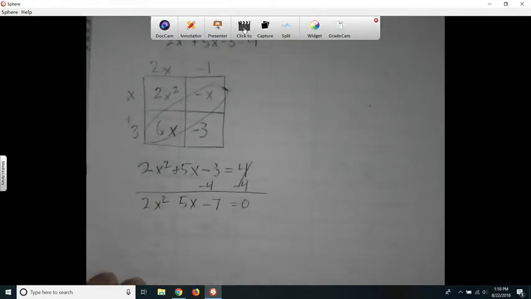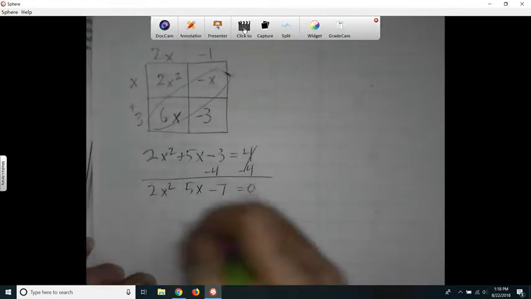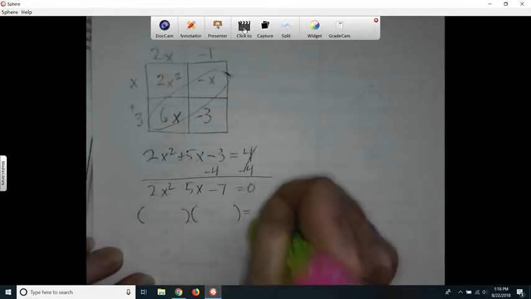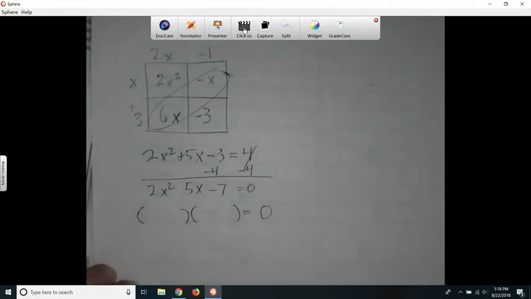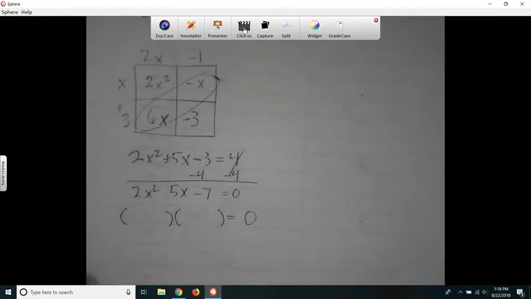And now, if I could just factor this again, I would like to factor it so I can use the zero product property. So I just need to know what times what equals that. So I can kind of do that whole area model thing backwards.